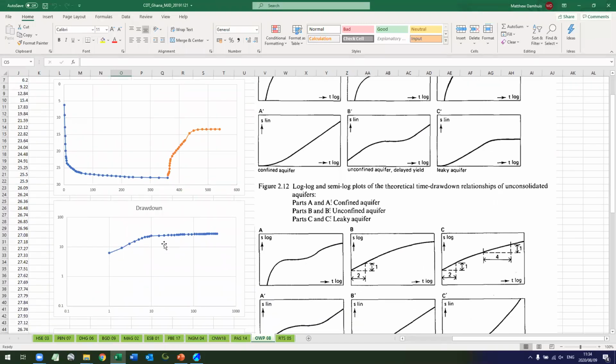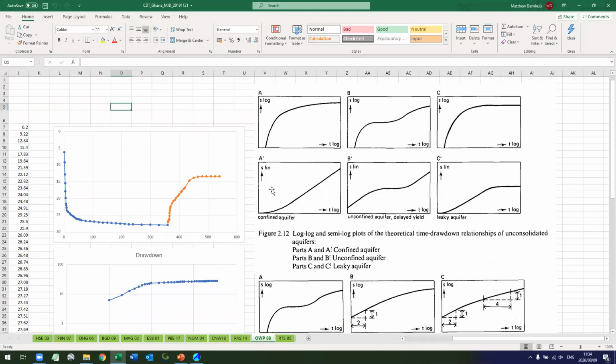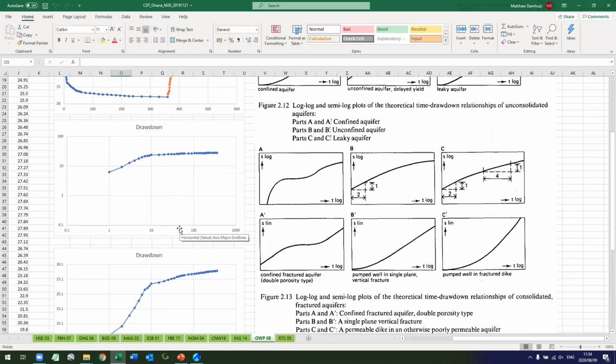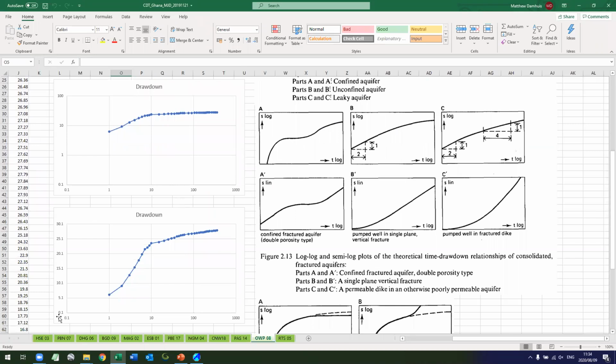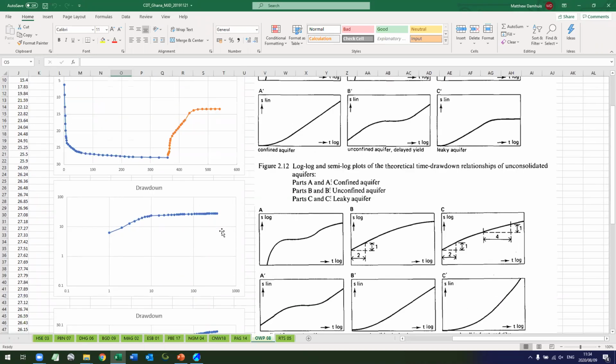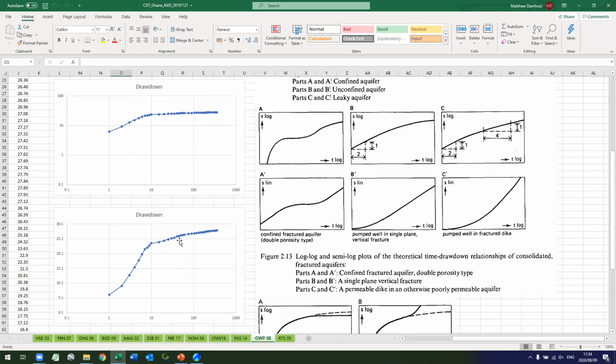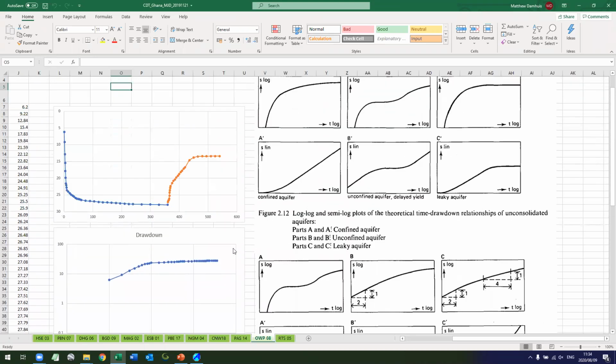Okay, so I've plotted my drawdown data on a log-log graph, and you can see it's got a curve similar to both a confined and a leaky aquifer. So then to make sure which kind of aquifer I have, I look at my linear-log graph, and I can see there, it looks more like a leaky aquifer. So it is a leaky aquifer type.